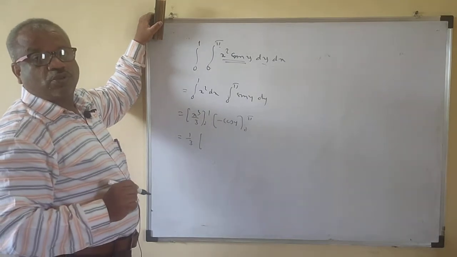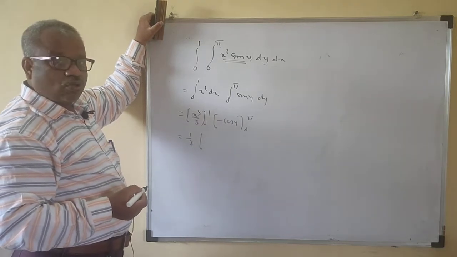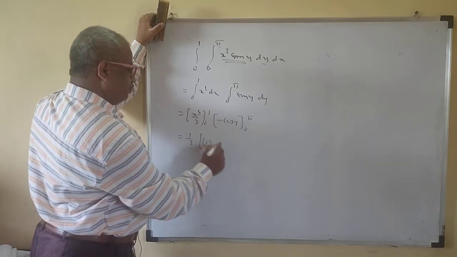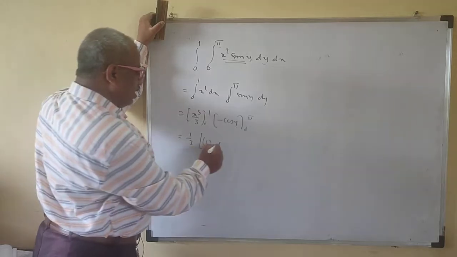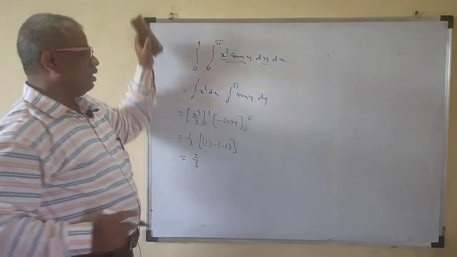First you have to put pi. So cos pi is minus 1, which becomes plus 1 now. Minus, so this is cos 0. Cos 0 is 1, so this is minus 1. So this is then 2 by 3. Your answer is 2 by 3.